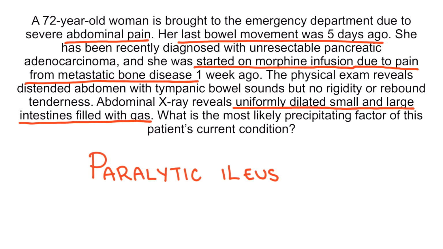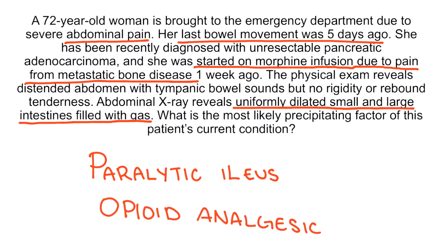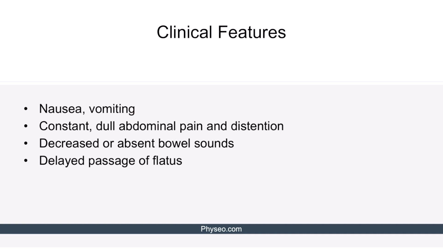The most likely precipitating factor of this patient's paralytic ileus was recent initiation of opioid analgesic. Opioids decrease gastrointestinal peristalsis by activating mu receptors and predispose patients to paralytic ileus. Paralytic ileus may present with nausea and vomiting.